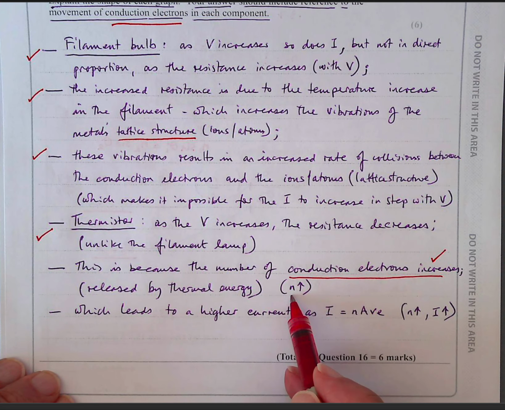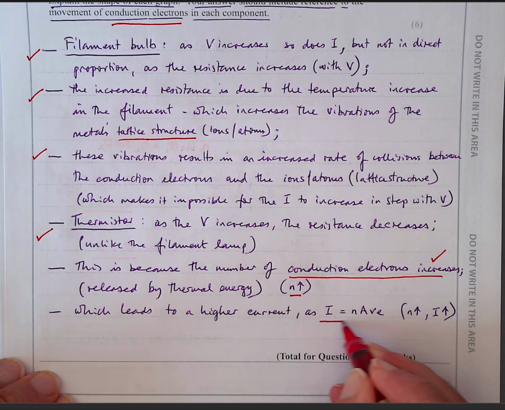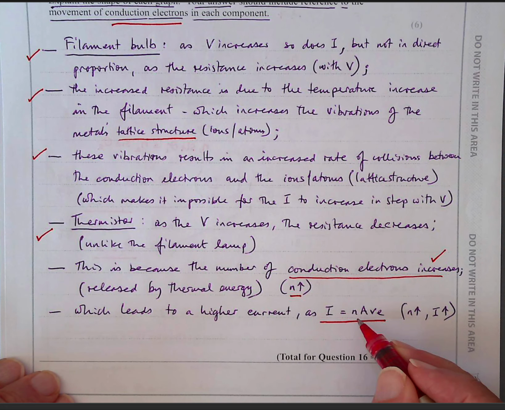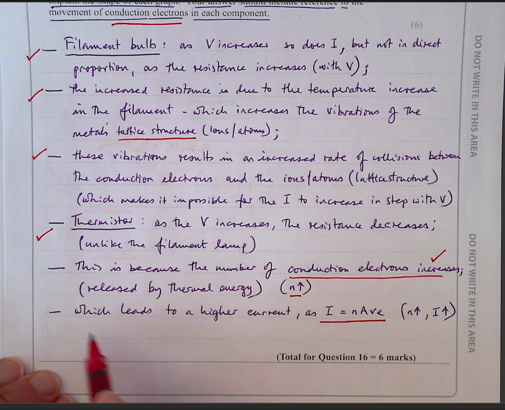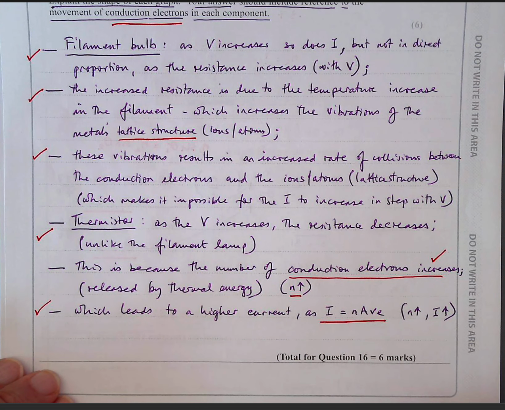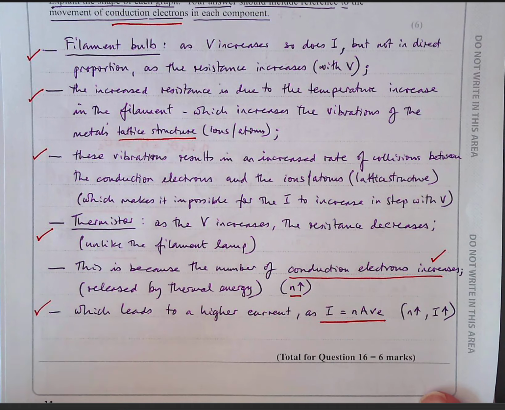So in effect, n goes up in the equation I equals nAve. We're assuming everything else remains more or less the same. e is a constant. In this case, n is not a constant because it's a negative temperature coefficient material. This leads to a higher current, as I is proportional to n. Assuming nothing else changes, if n goes up, I must go up, which it is due to the increased number of conduction electrons. So that's question 6, the 6 marker.